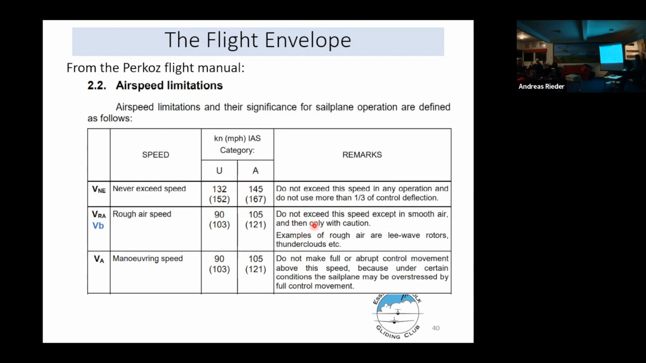So it says, do not exceed this speed except in smooth air, and then only with caution. And VA says, do not make full or abrupt control movement above this speed, because under certain conditions, the sailplane may be overstressed by full control movement. So if you're doing aerobatics as taught by the BGA, which is quite positive control movements, and you're above VA, you may be contravening this statement here. Do not make full or abrupt control movements above this speed.